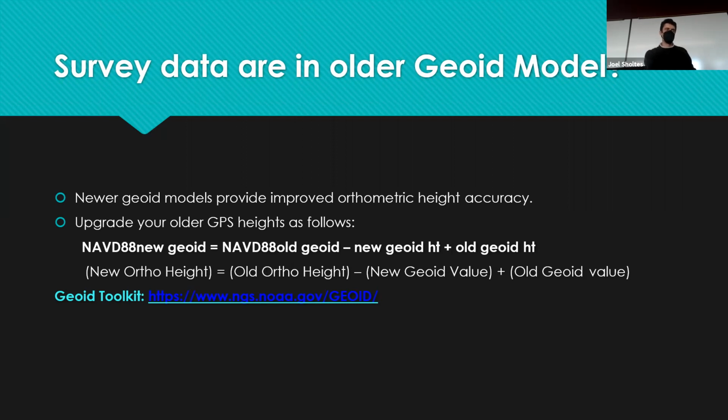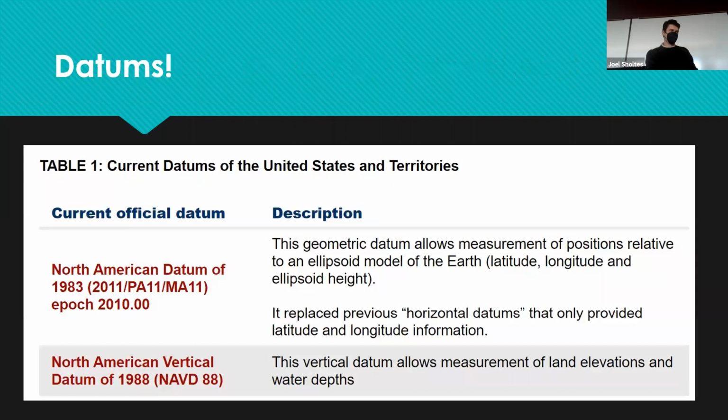Having all your surveys in the same geoid is really important. A review of datums, the North American Datum of 83. This is a geometric or XY datum that measures our position on the ellipsoid model of Earth fit to North America. It's a horizontal datum. And then we have this vertical datum, North American Vertical Datum 88. And it ties all of our vertical values to the mean sea level value measured in Newfoundland, right across from Maine.